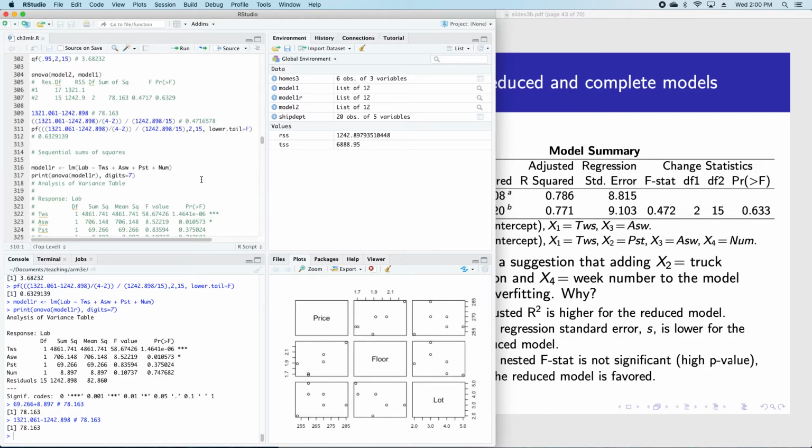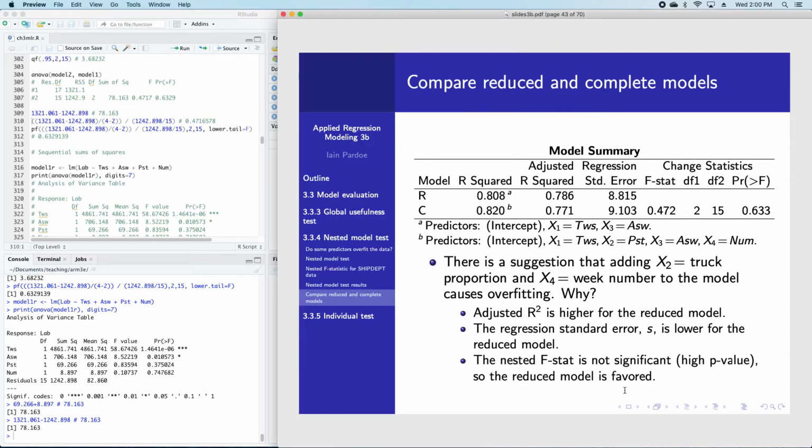That will always be the case if I look at sequential sums of squares and list the predictors that I'm testing, the ones that are in the complete model but not in the reduced model. If I add the sequential sum of squares values for those predictors, I'll get the same as if I take the difference between the residual sum of squares for the reduced and the complete models. So this gives you yet another way of calculating the F statistic. Okay, so that's the nested model F test.